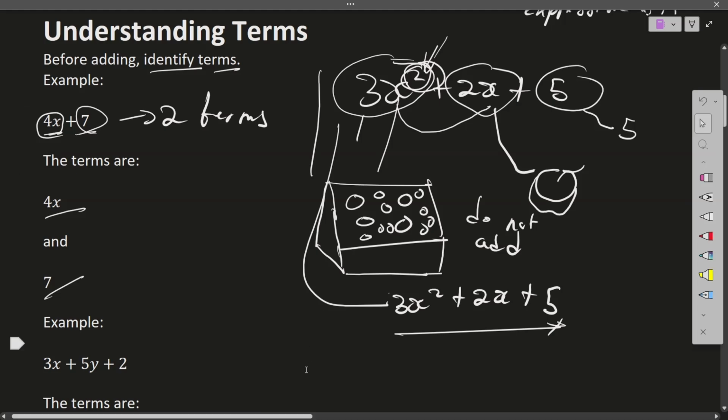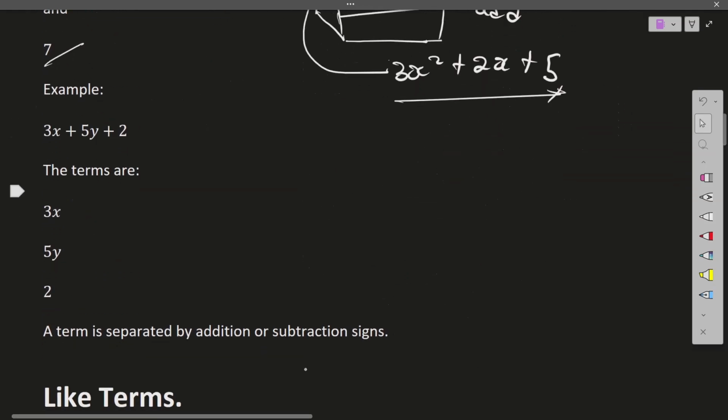Okay, let's move on. So example number 2, you have 3x plus 5y plus 2. So identify the terms that you are working with. Remember what we said about the fruits. If you have the same fruits, you add them, but if they are different fruits, you do not add them. And if they are fruits of different groups, you do not add them as well. Okay. So you have 3x here, 5y, and a 2. So this is working with x's, this is working with y, and this is a constant.